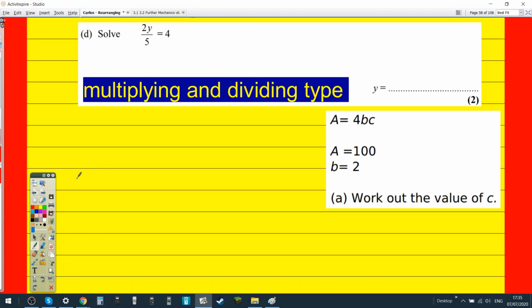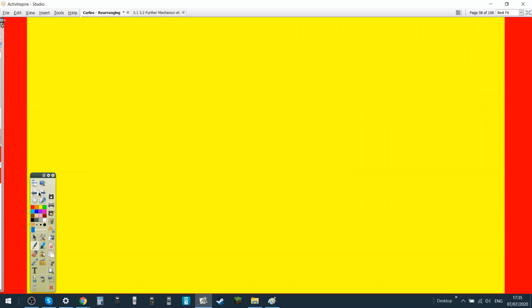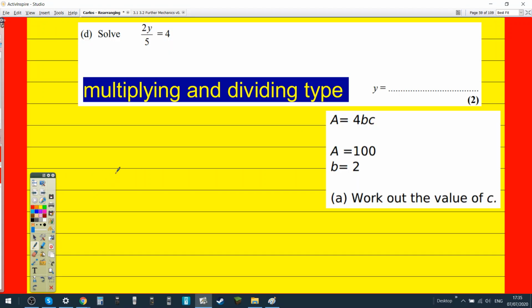Okay, let's try. So, what would you give yourself for these ones? Okay. So let's take a look at this one. Which one? The top one. Okay, so 2y divided by 5 equals 4.